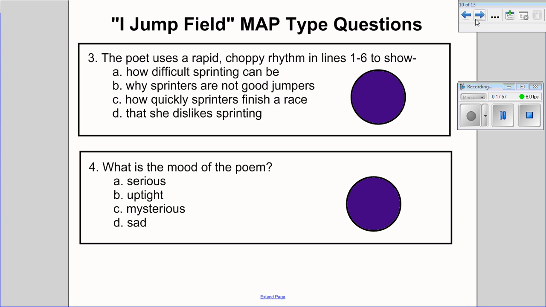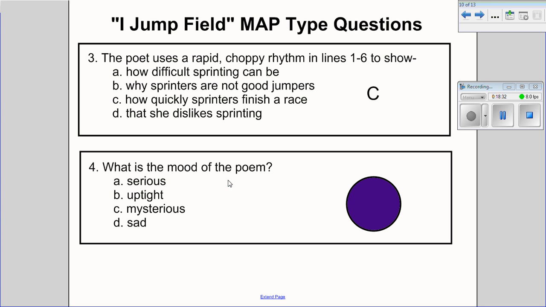So what does that probably demonstrate? What does that illustrate to us as the reader? Does it show us that sprinting's difficult? I know sprinting's difficult, I can infer that, but I don't see that through rapid, choppy rhythm. While sprinters are not good jumpers, doesn't refer to jumpers. How quickly sprinters finish a race? Well, it makes sense. The rhythm was very rapid, very quick. But let me check D, that she dislikes sprinting. I don't see the author's or the narrator's viewpoint in here at all. So I know that C is going to be my correct answer.